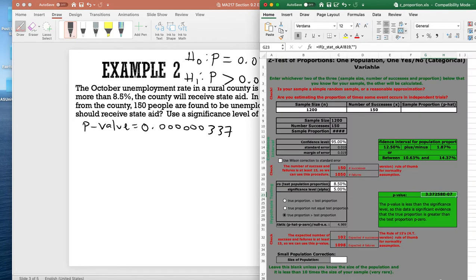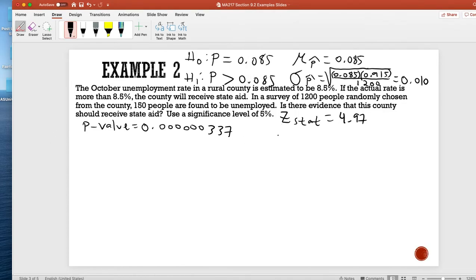Okay, and we can also see on here we have both of these assumptions met, right? 102 and 1098. Both of those are greater than 15, so this is also approximately normal. And now both of our assumptions are met, which is a good thing. We want those to be met.